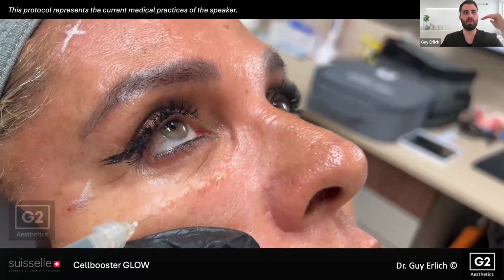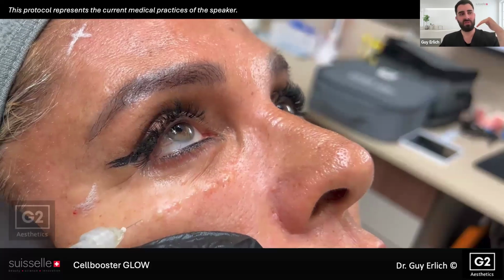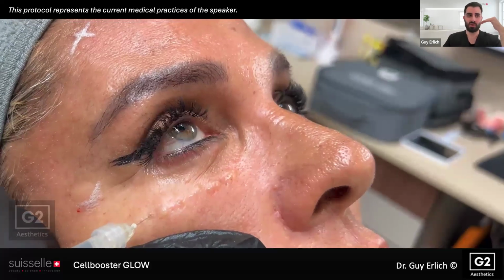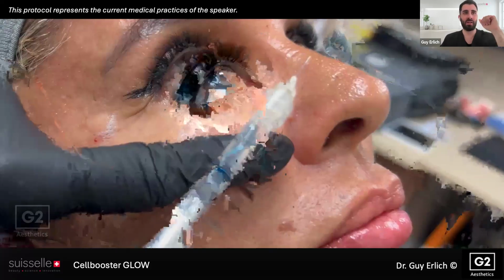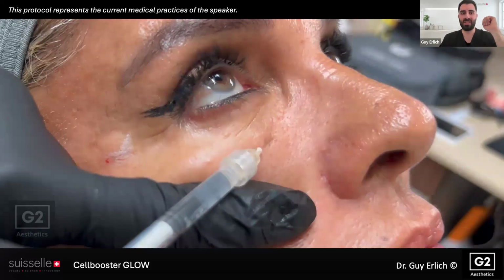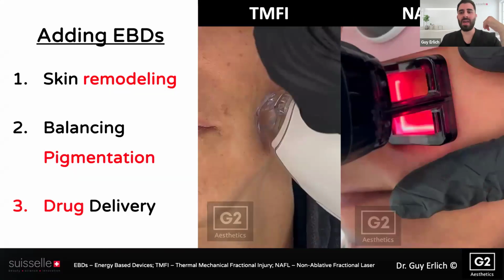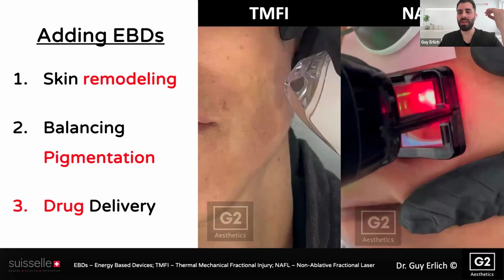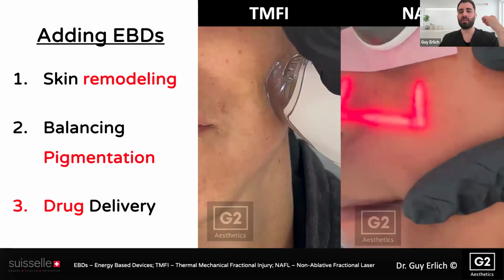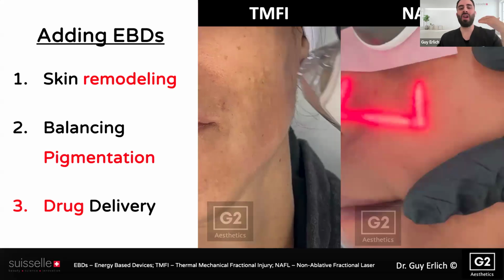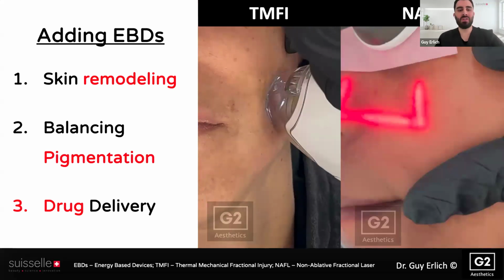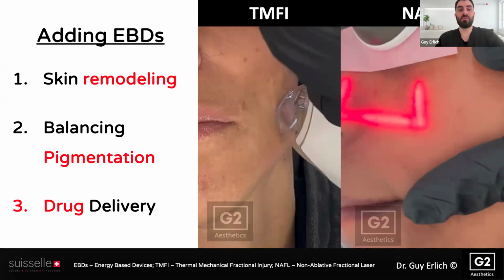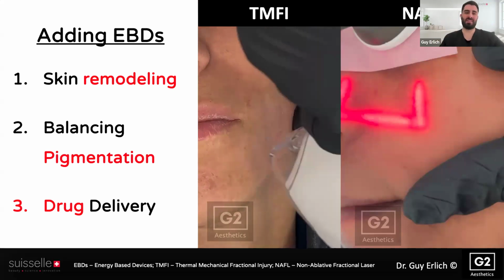When I'm injecting Cell Booster Lift, I use a 45-degree angle. When I'm injecting Cell Booster Glow, I use a 130-degree angle, almost parallel to the skin. To that, I am adding an energy-based device, because only an energy-based device can create enough stimulation for remodeling and assisted drug delivery to combine this effect.